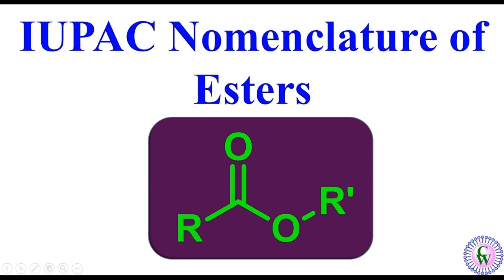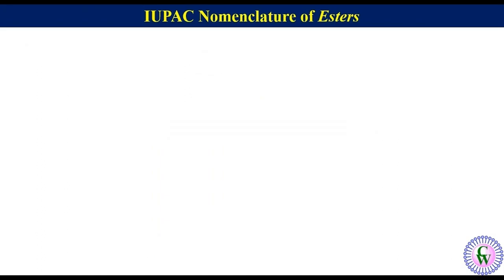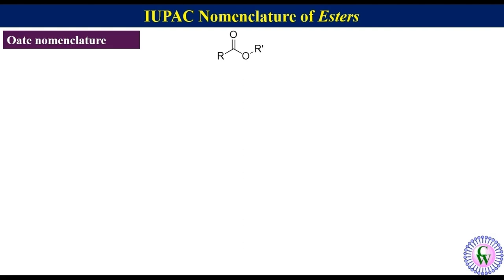In this video, we are going to discuss IUPAC nomenclature of esters. An ester molecule can be represented as RCOOR'. Before going through examples, I will take you through certain points which you should keep in mind while naming esters. Depending upon the structure and number of ester groups, there are two types of nomenclature: alkyl alkanoate nomenclature and carboxylate nomenclature. Let's first focus on the alkyl alkanoate nomenclature.